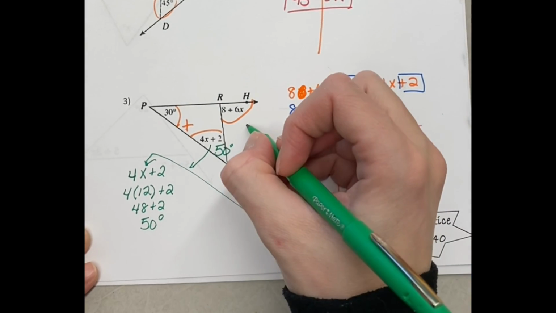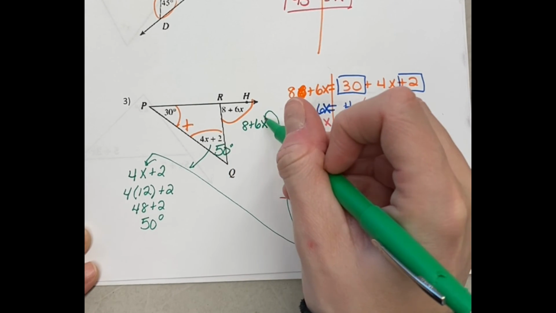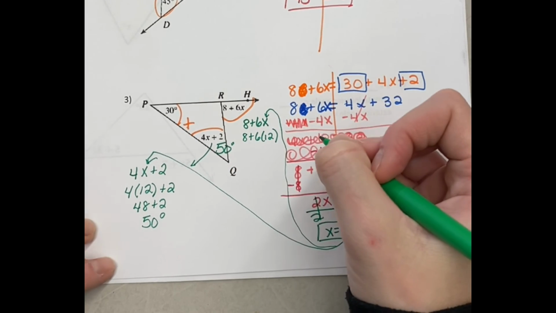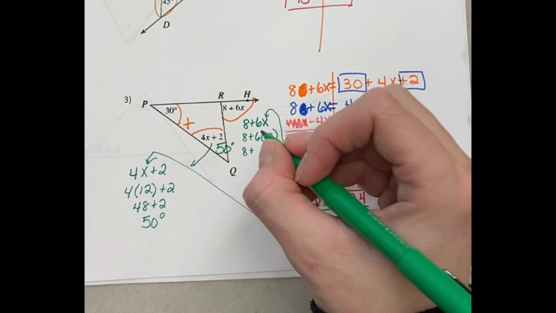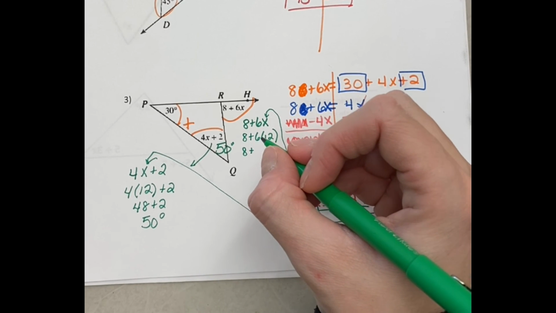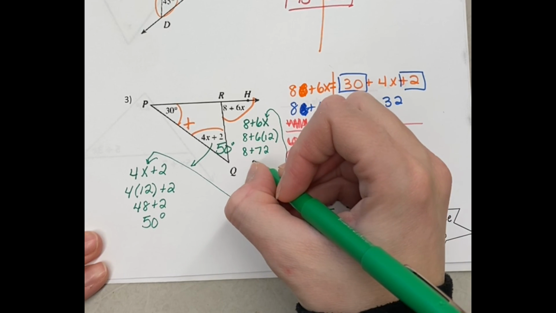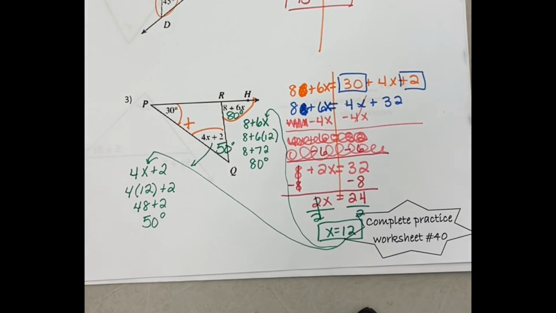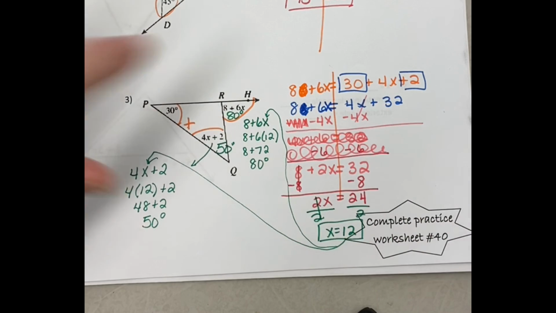So then I have my interior angle of 8 plus 6x. And once again, everywhere I see x, I'm going to replace it with 12. So this becomes 8 plus 6 times 12, which becomes 8 plus 6 times 12 is 72. And 72 plus 8 is 80 degrees. So this exterior angle is 80 degrees. And you can check because 50 plus 30 is that 80 degrees.